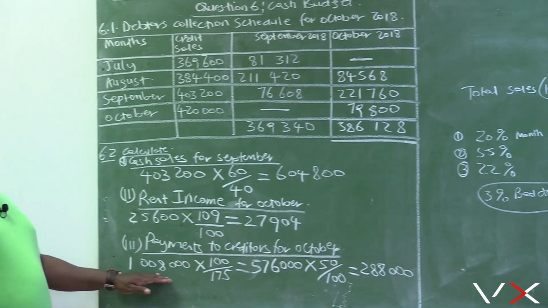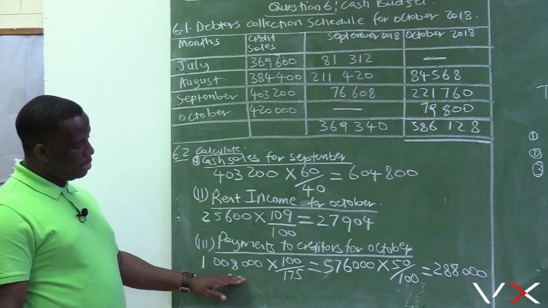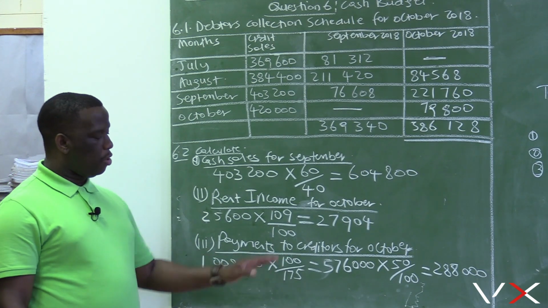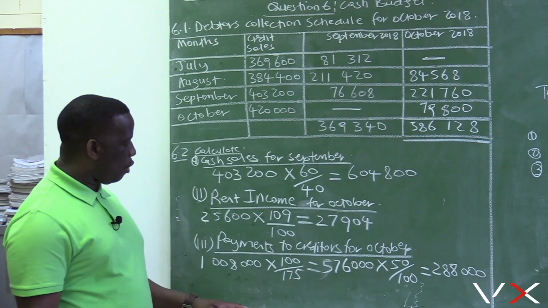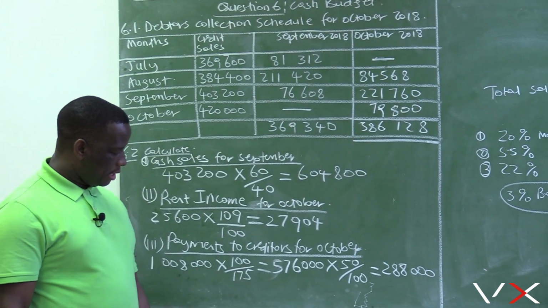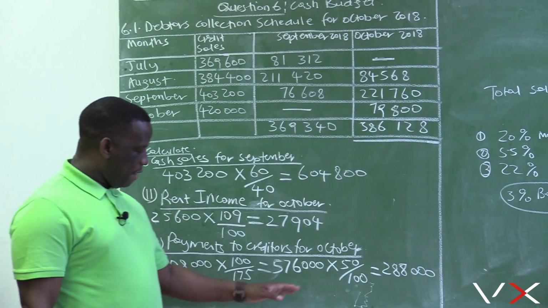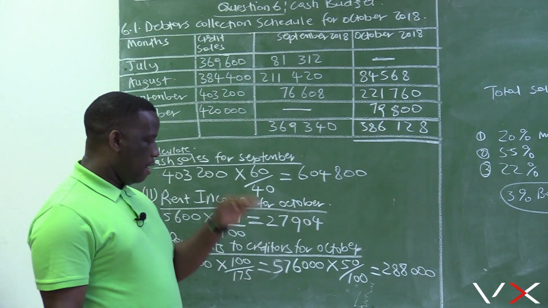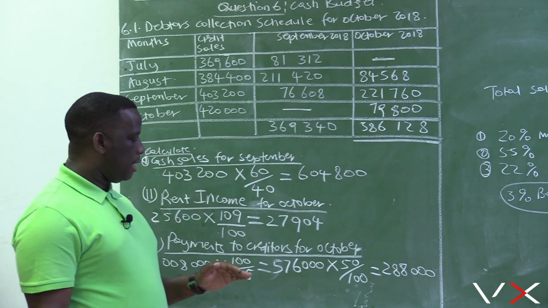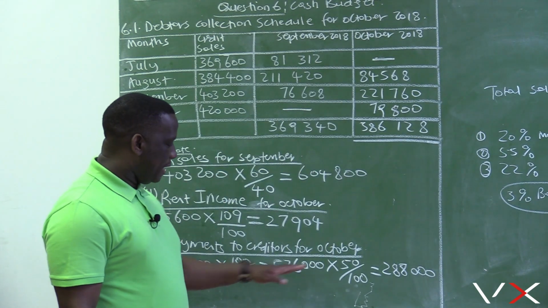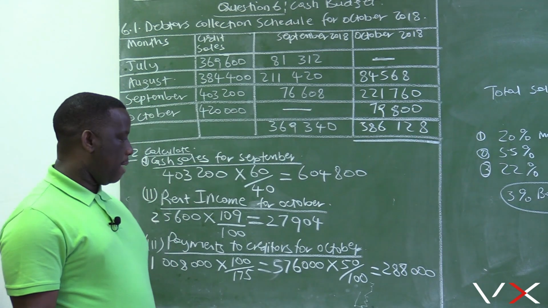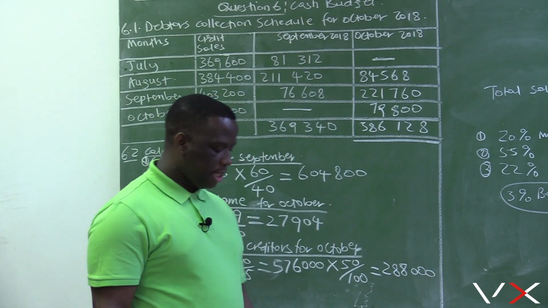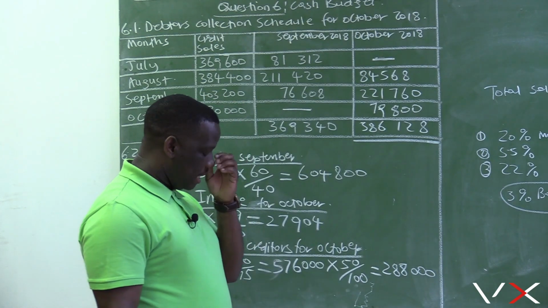Stock that is going to be sold in September is 1,008,000. That's the total sales. Converting the total sales into cost price, because we buy at cost, that's going to be 576,000. This whole 576,000 is split into two: 50% is purchased for cash and 50% is bought on credit. So we are interested in the 50% that we are going to buy on credit in September. So in September, our total credit purchases will be 288,000.